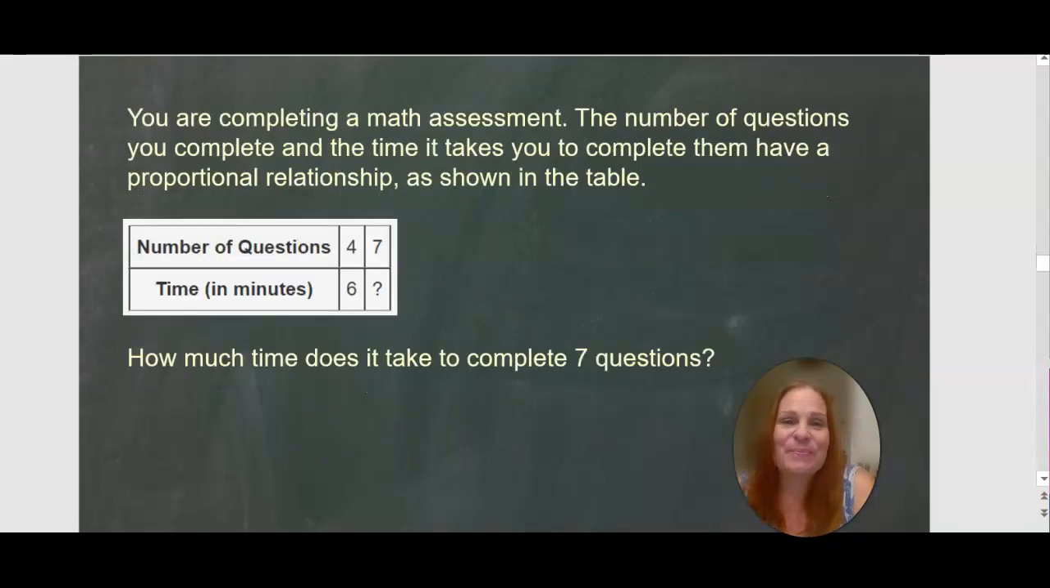All right, one more. You're completing a math assessment. The number of questions you complete and the time it takes you to complete them have a proportional relationship, as shown in the table. How much time does it take to complete 7 questions?